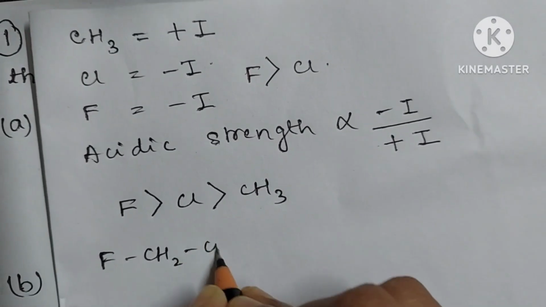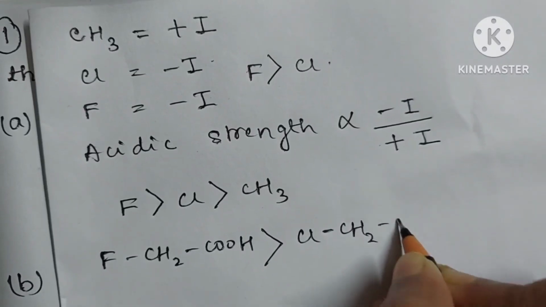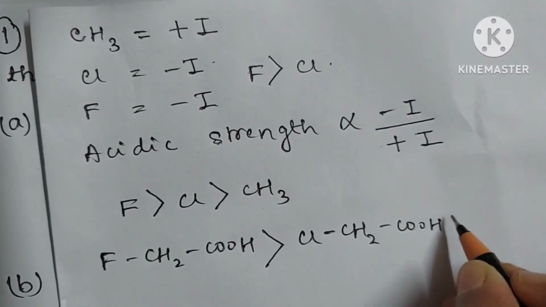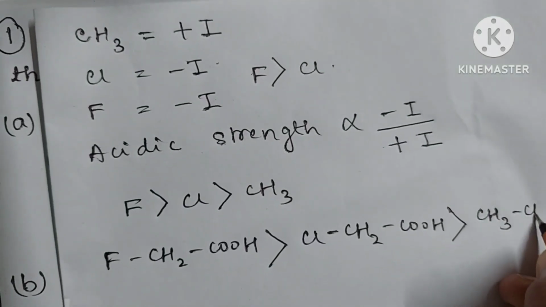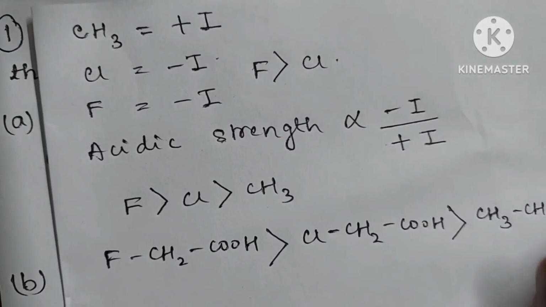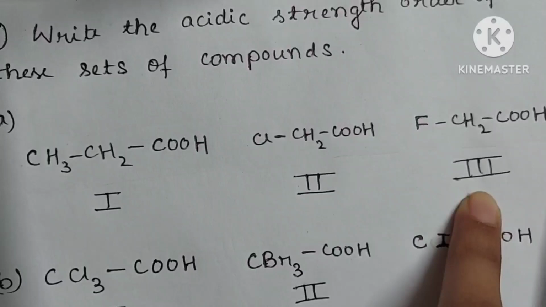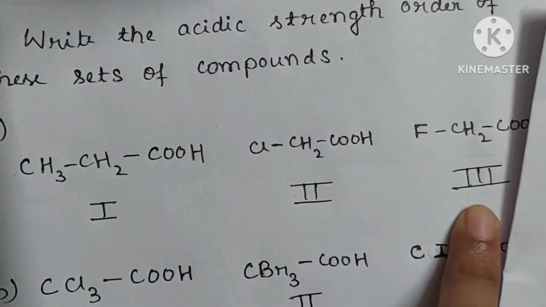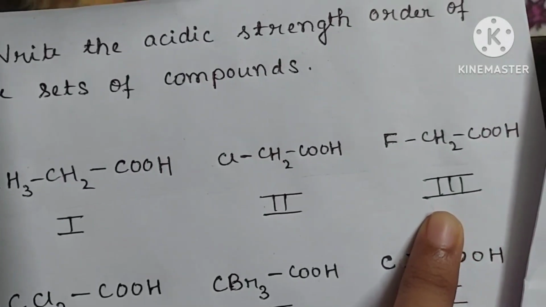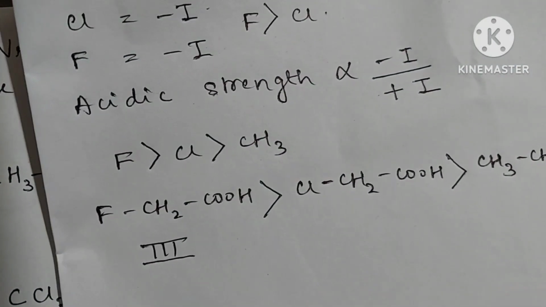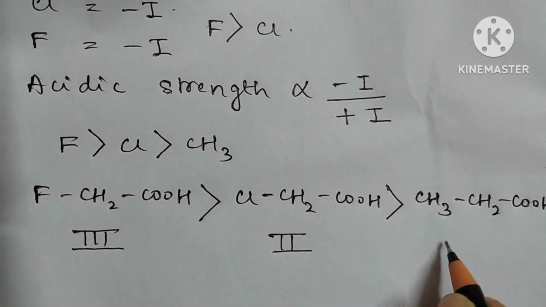FCH2COOH, then ClCH2COOH, and then CH3CH2COOH. That means the third compound should come first in acidic strength. If we arrange them in decreasing order, this should come first because it has greater acidic strength. So first the third compound, then the second compound, and then the first compound.